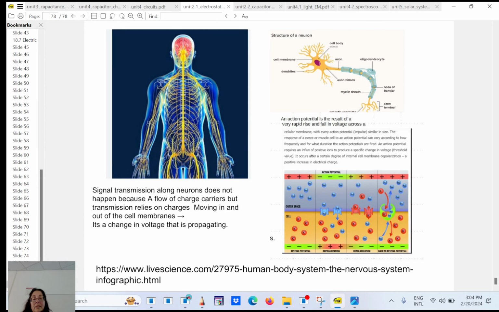And if you are interested, since most of you are in biology, I found this very nice website. You see how it's connected to the brain.